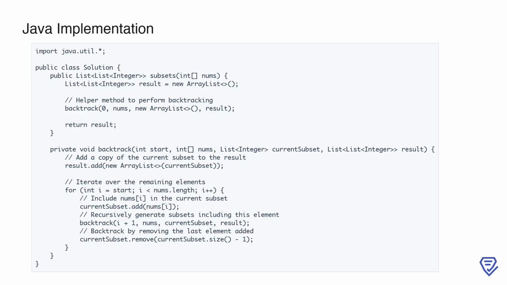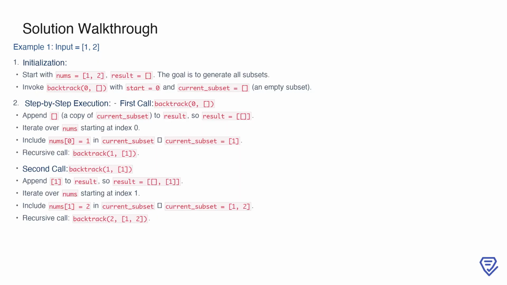To solve the problem of generating all subsets, we start with the input array nums equals [1, 2], and an initially empty result list to store the subsets. The solution uses a backtracking approach, and we begin by calling the backtrack function with start equals 0 and current_subset equals [], which represents the empty subset. In the first call, we append a copy of the current subset, which is [], to the result, so result becomes [[]].